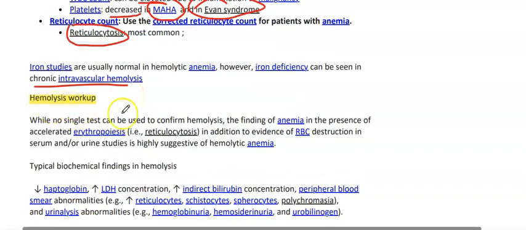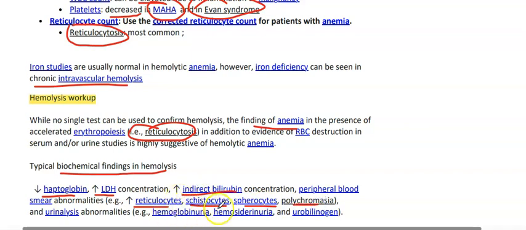Further hemolysis workup: no single test can diagnose hemolytic anemia. We will look for a combination, like anemia in the presence of accelerated erythropoiesis, reticulocytosis, in addition to evidence of RBC destruction in serum and/or urine studies, which is highly suggestive of hemolytic anemia. Typical biochemical findings in hemolysis are decreased hemoglobin, increased LDH, increased bilirubin, and peripheral smear abnormalities such as increased reticulocytes, schistocytes, spherocytes, and polychromasia.